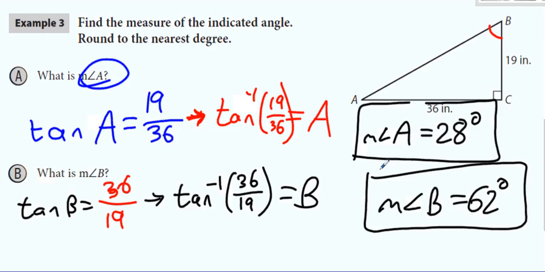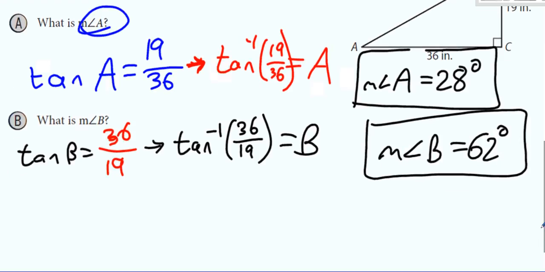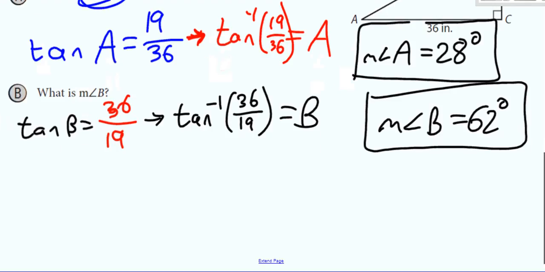Now, applying what we know about triangles, this should make sense. We have a 28-degree angle and a 62-degree angle and a 90-degree angle. The three angles are supposed to add to 180, and they do. 90 plus, add those together, you get another 90. That's 180. So that should always check out, just to make sure that you don't get some weird answer for some strange reason.